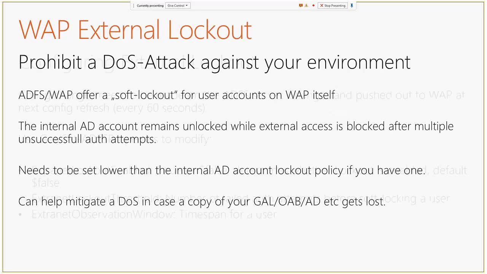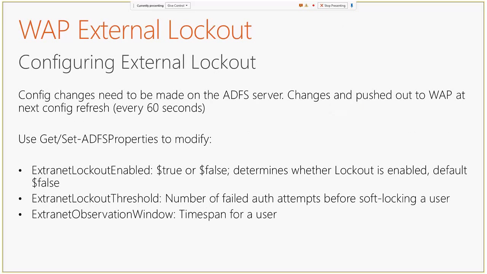A couple of steps to configure here. You need to enable or disable it. We need to have a threshold, which is really just saying, okay, how many times do we want the user to be able to log on before being soft logged out? And we give it an observation window, which is just saying, okay, after X number of minutes, this user can try to log on again.